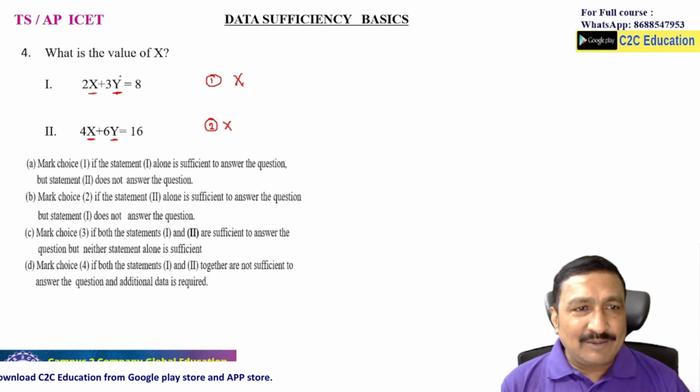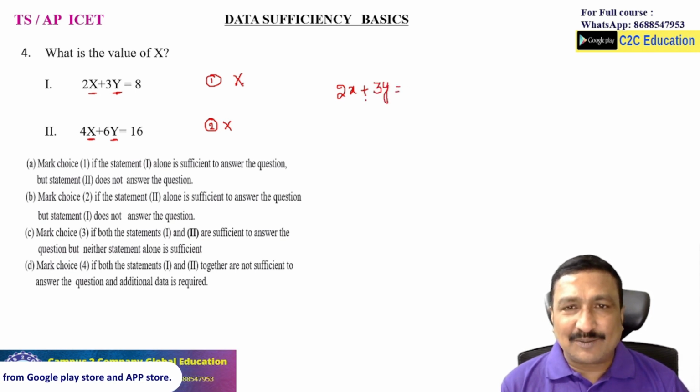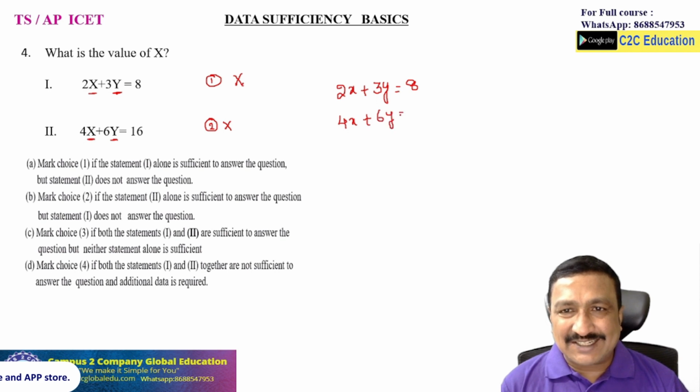Now I am combining both. While I am combining both, look, friends, here we can learn one important concept. What is the important concept? The first equation is 2x plus 3y is equal to 8. The second equation is 4x plus 6y is equal to 16.